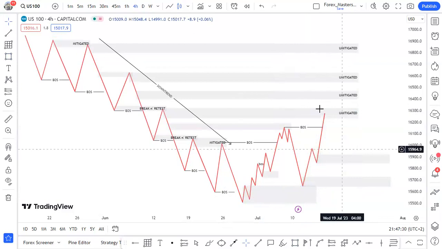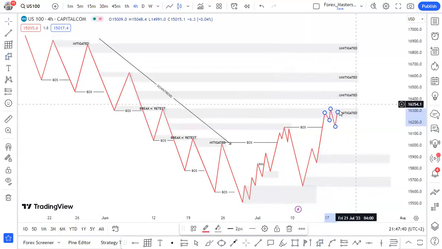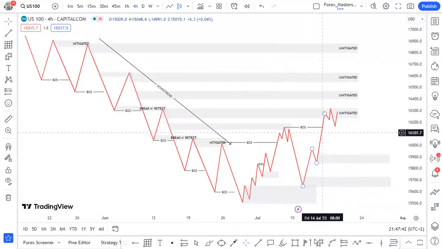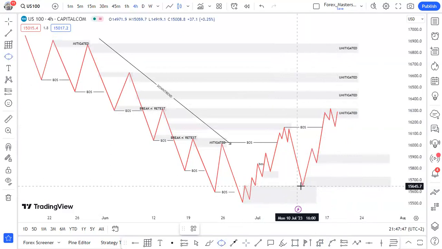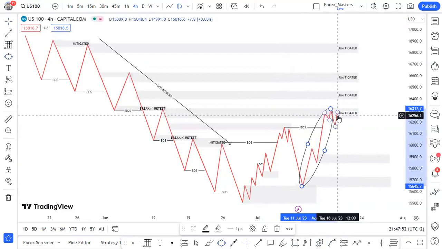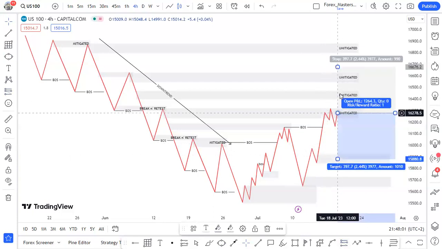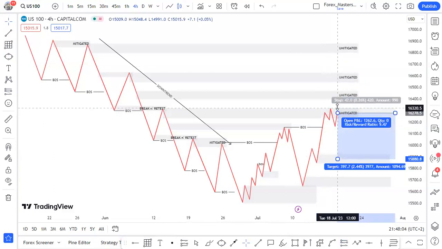Now, if price gives you a change of character right here, at this supply, like this, you can sell the market from here. Now, selling the market from here, you need to understand that the current trend is bullish. So you are trading against the trend. The trend is bullish at this particular point, because now we have a confirmed trend, we have 2 highs and 2 lows.